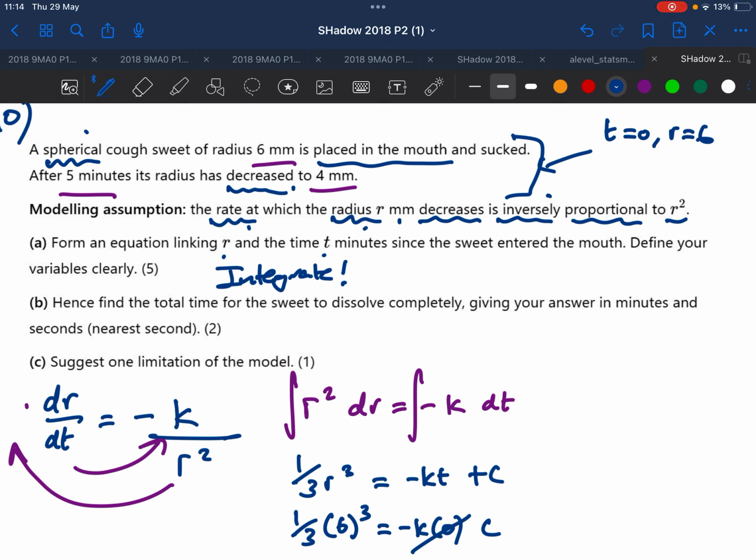So let's have a quick look. Hang on a moment, I'm not on any useful mode on my calculator at the moment. So 1 over 3, what's that, 6 cubed? So that's 216, isn't it? 6 cubed. So this all turns into 72, so C equals 72.